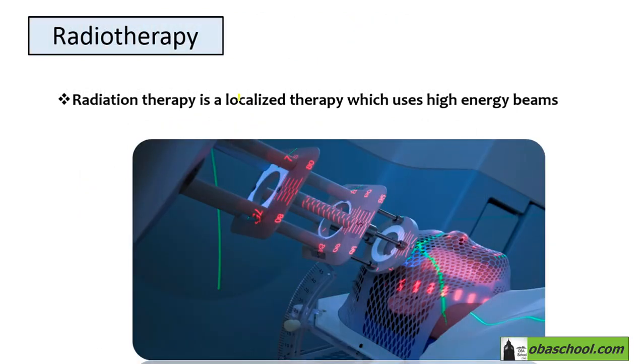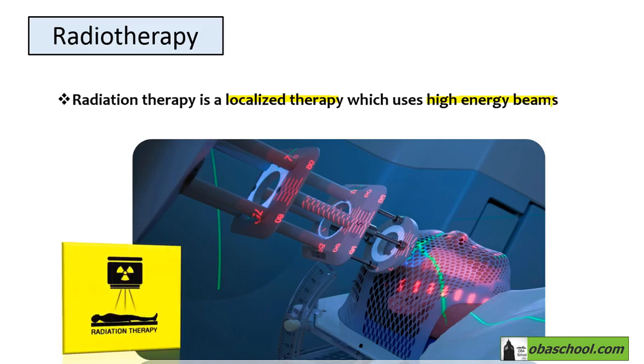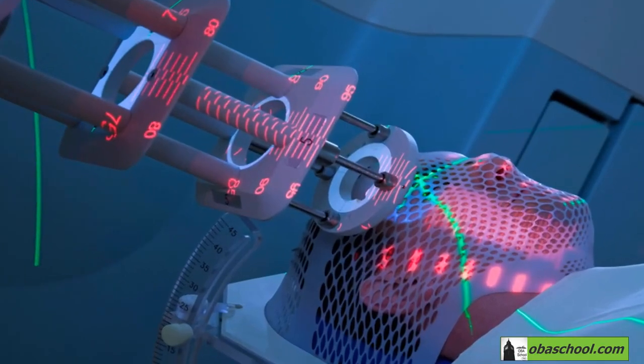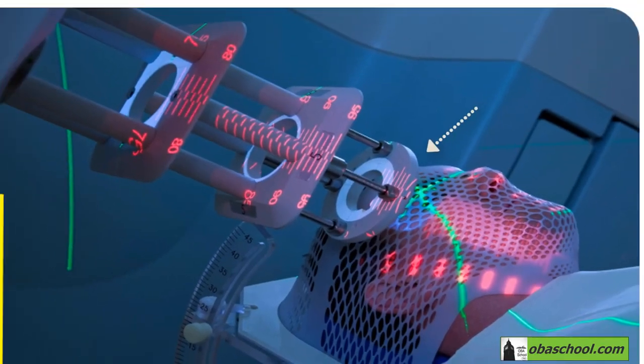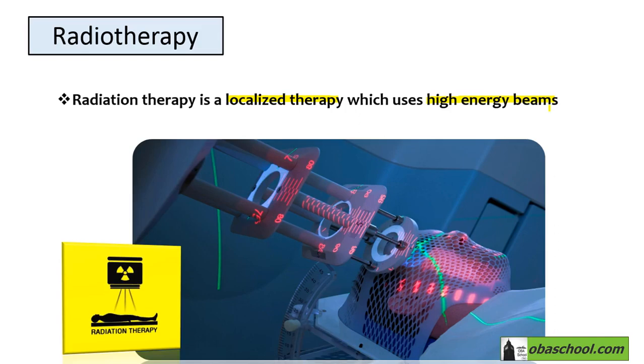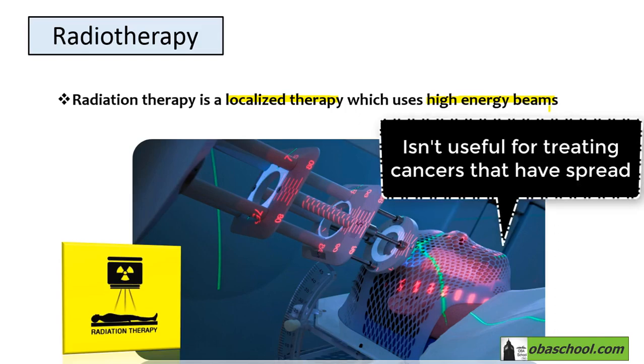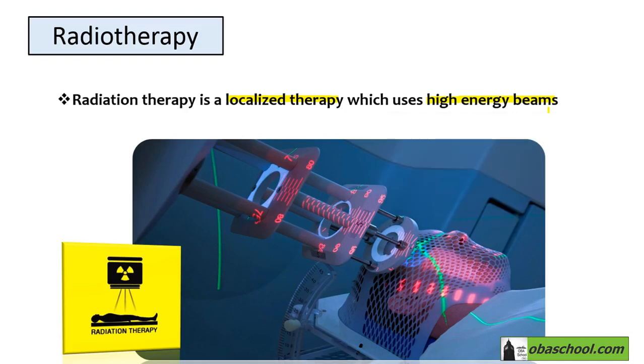Moving to the second treatment, which is radiotherapy. Radiotherapy is a localized therapy which uses high energy beams or X-rays. When we say that the therapy is localized, it means that it targets specific areas. So, unlike chemotherapy, radiotherapy isn't useful for treating cancers that have spread from one location to another.